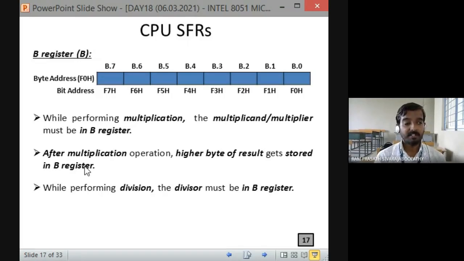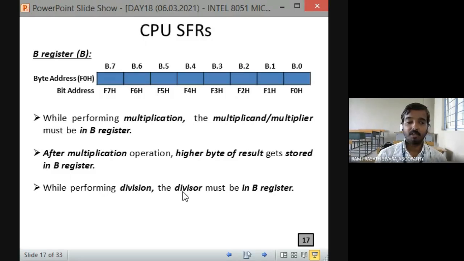Similarly, during division, the dividend must be in the accumulator and the divisor must be in the B register. A register has the dividend, the numerator, and the B register has the divisor. It is mandatory. You cannot swap. A into B is equal to B into A, but is A by B equal to B by A? Definitely no. So the numerator, the dividend, must be present in the accumulator and the divisor must be in the B register.